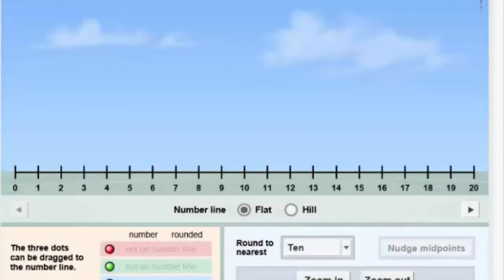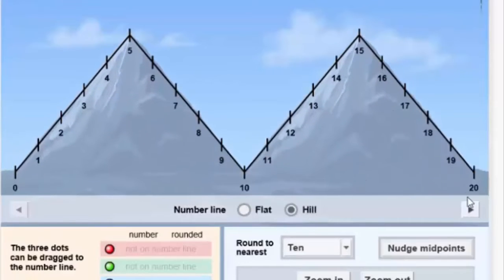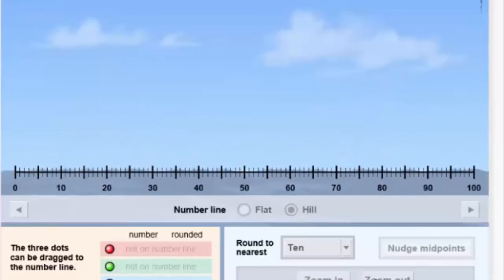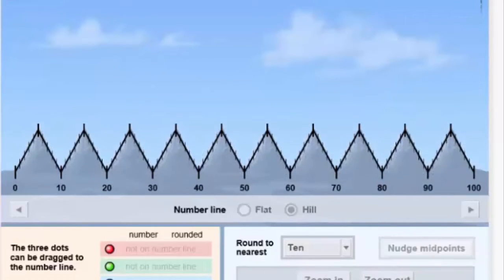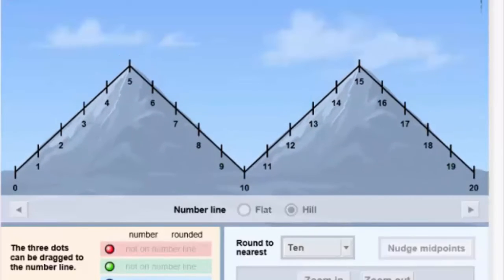With this interactive gizmo, students can use a flat number line or number lines that are shaped like hills. The increments on the number line can also be modified. With this gizmo, students can round to the nearest 10 or 100. By zooming out, additional numbers are shown with additional hills. When students zoom in, the span of numbers decreases.